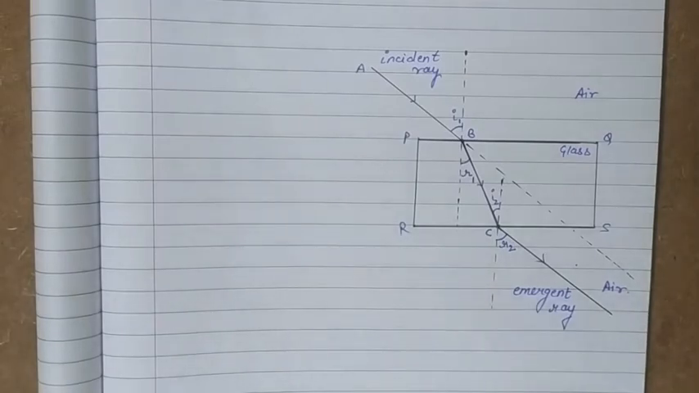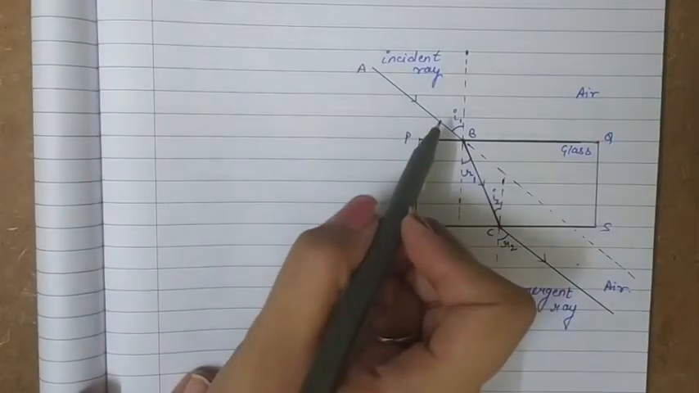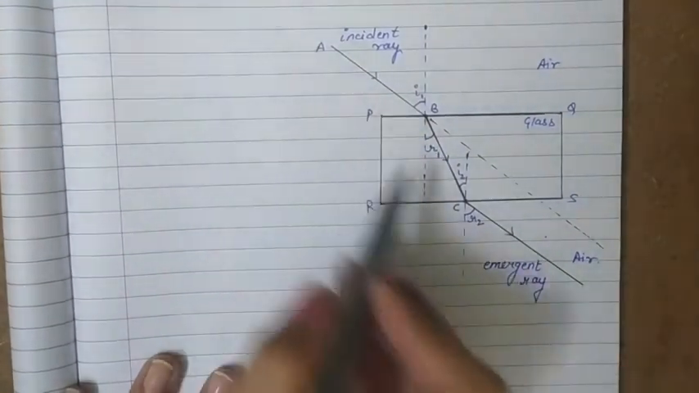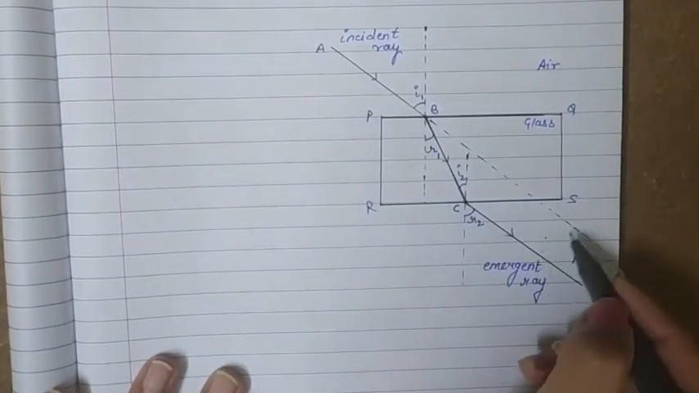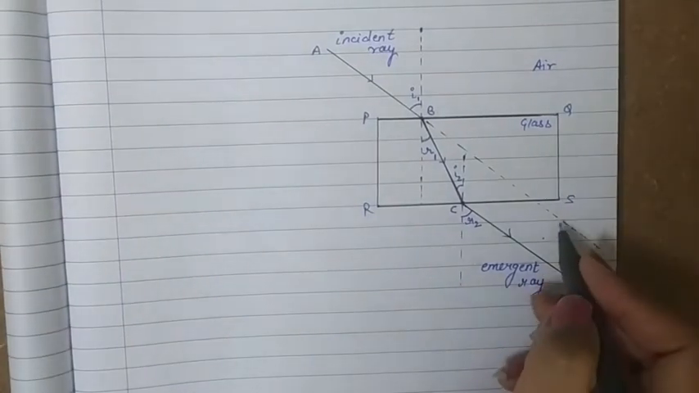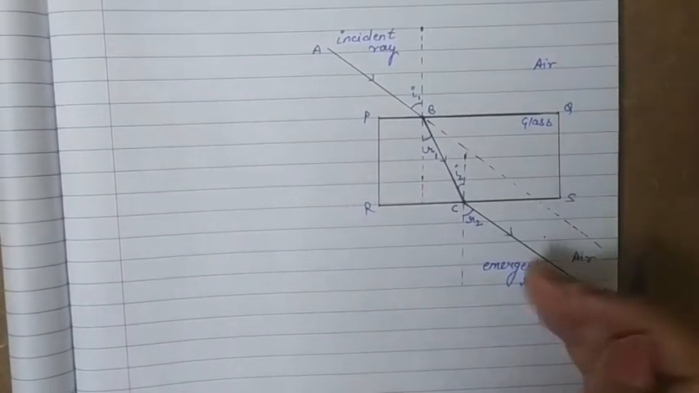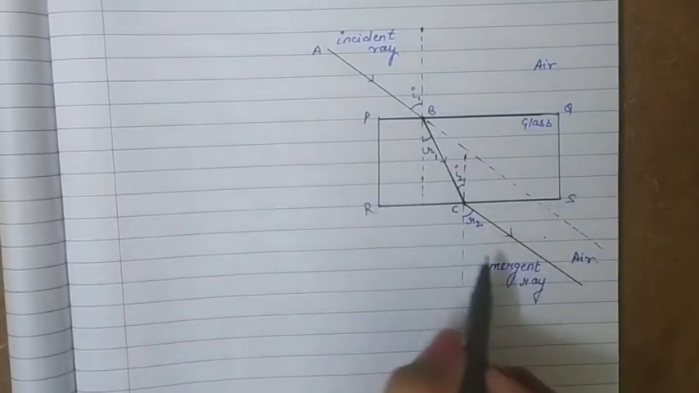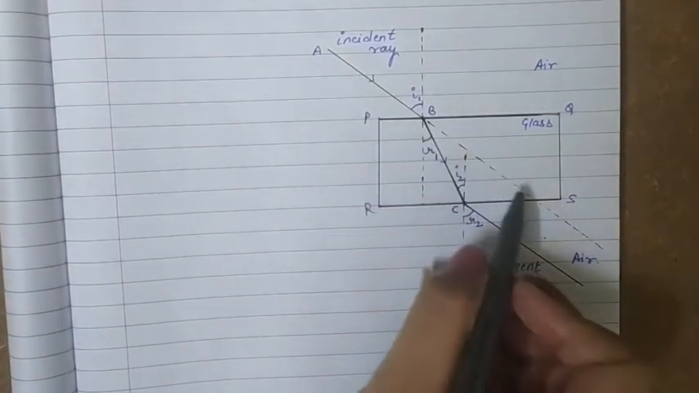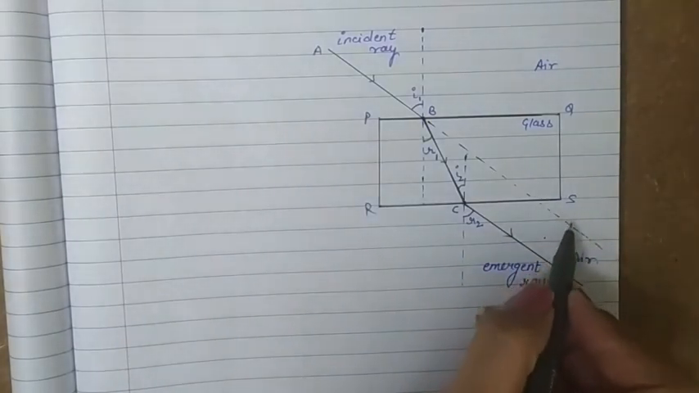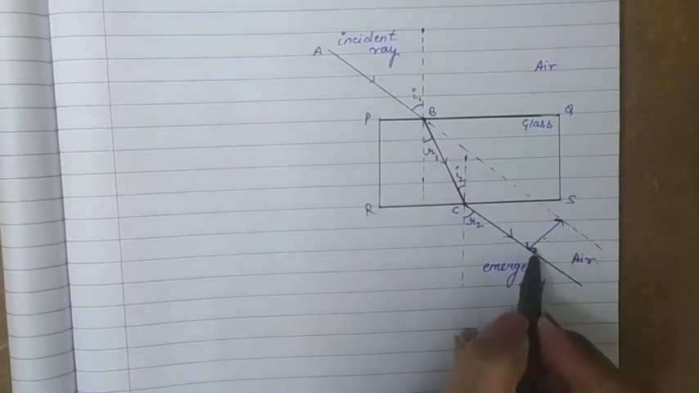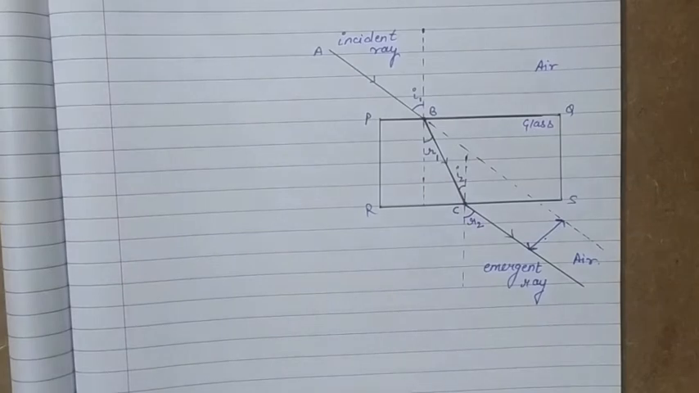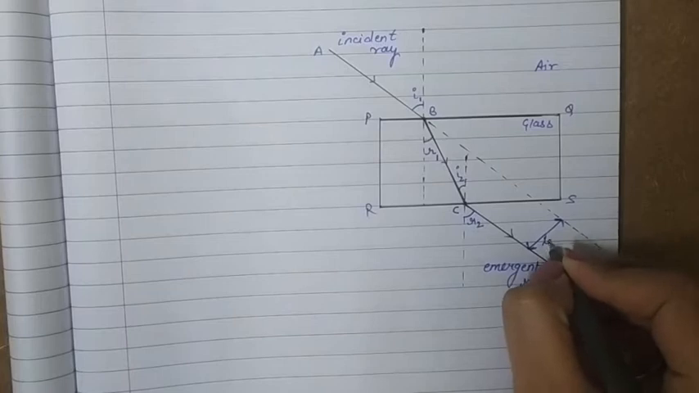Now if we observe the emergent ray and the incident ray, we see that the emergent ray is actually parallel to the incident ray, but it is shifted laterally. This is the lateral shift in the parallel direction. So the emergent ray is parallel to the incident ray but laterally shifted, and this distance between the two parallel directions is called lateral displacement or lateral shift.